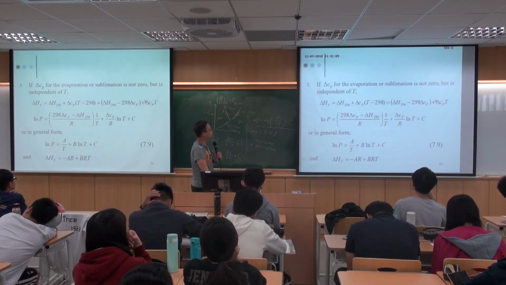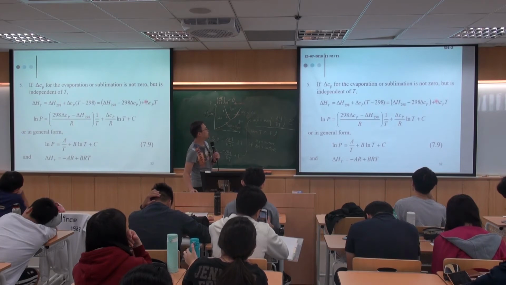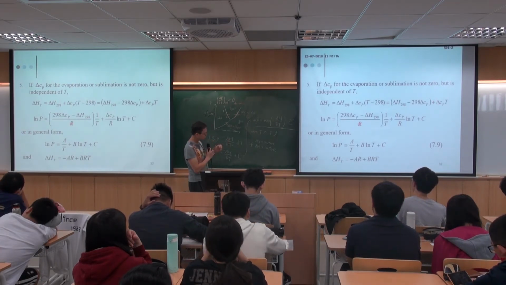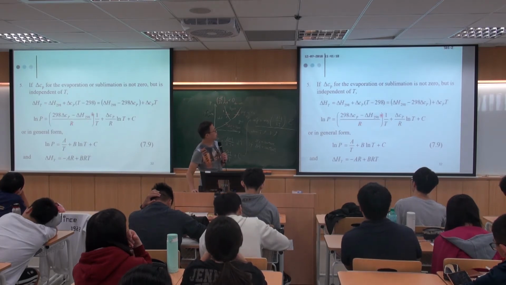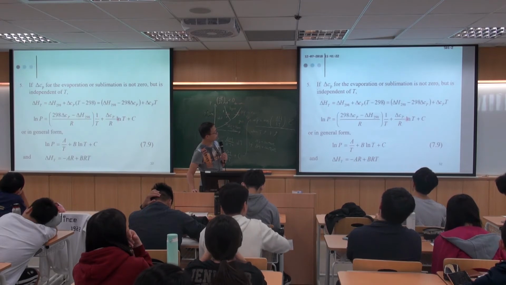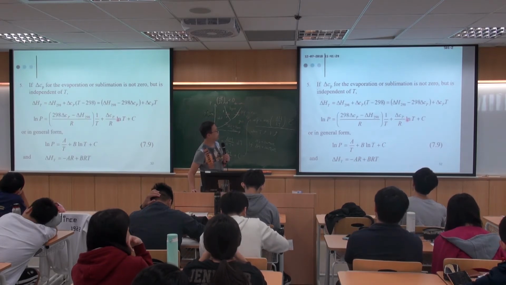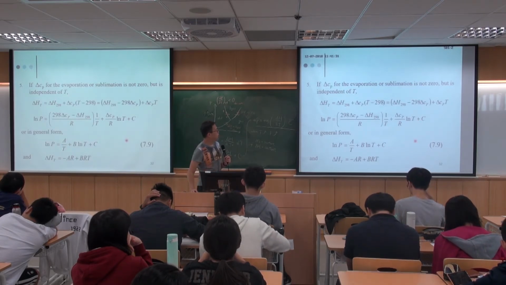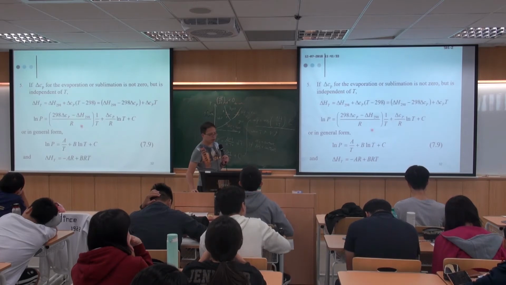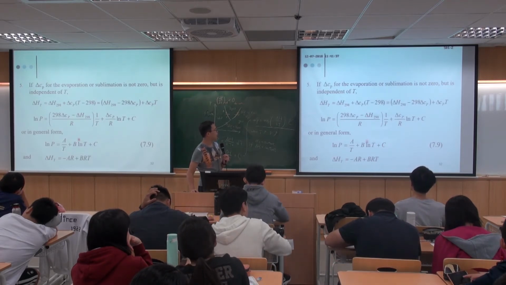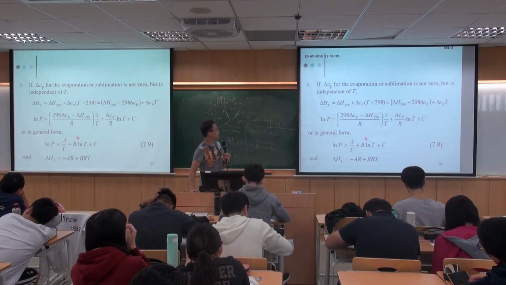linearly. So log P eventually will have something related to 1 over T, and there's also a term that is related to log T, or natural log T. And of course, again, you have an integration constant. But this is not very important. What is important is, typically you can simplify that into a general form.